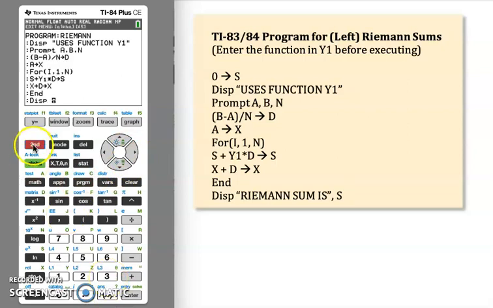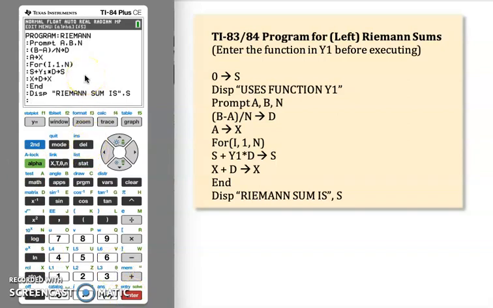We want to make it descriptive. So let's put it in text, quotation, Riemann sum. R, where's R? R-I-E-M-A-N-N space S-U-M, okay, space is, close quotation, and then turn off the alpha, comma, S. The S here is the actual value of S. Press enter. This is the end of your program.